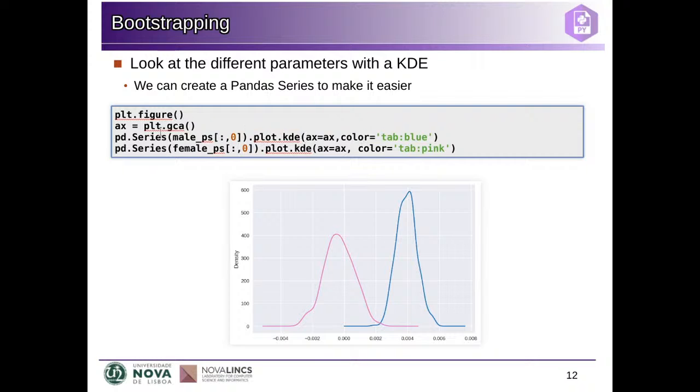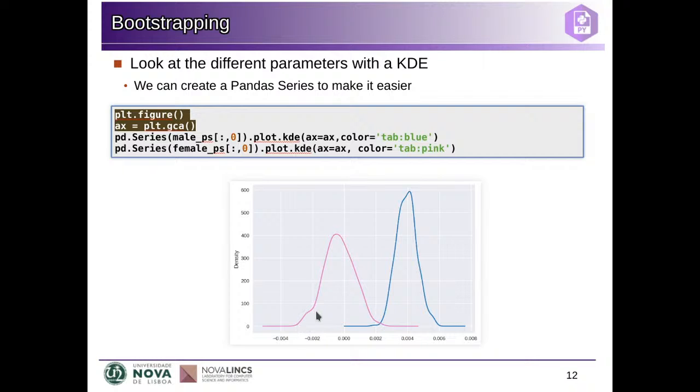So I'm going to use the first parameter. This is the one for x squared in the polynomial for the male and female subjects. And I'm going to draw the kernel density estimate for them both in the same figure. So I'm again using this axis from the figure to specify that I want them drawn in the same graph.